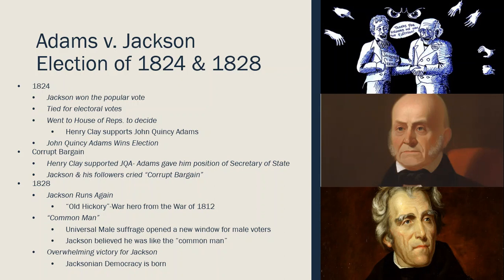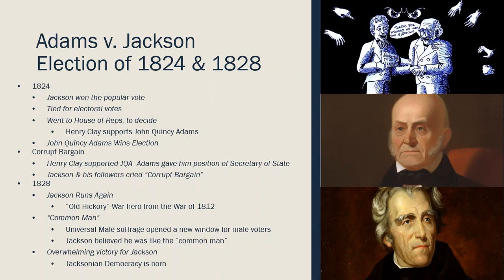Well, in 1824, when it came down to the election, Jackson had a narrow victory in terms of the popular vote. So he had the majority of the popular vote. But when it came to the Electoral College, there was a tie. And when there's a tie in the Electoral College, it has to be taken to the House of Representatives to vote and decide.